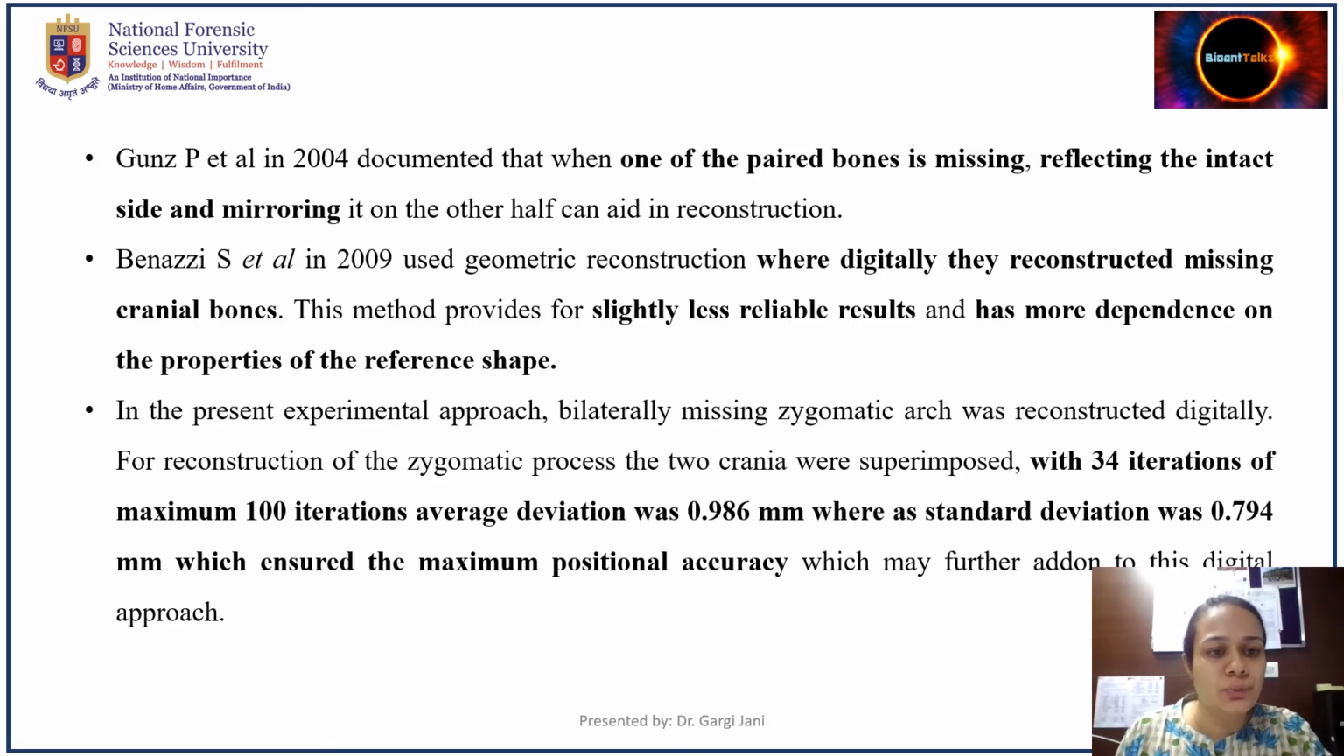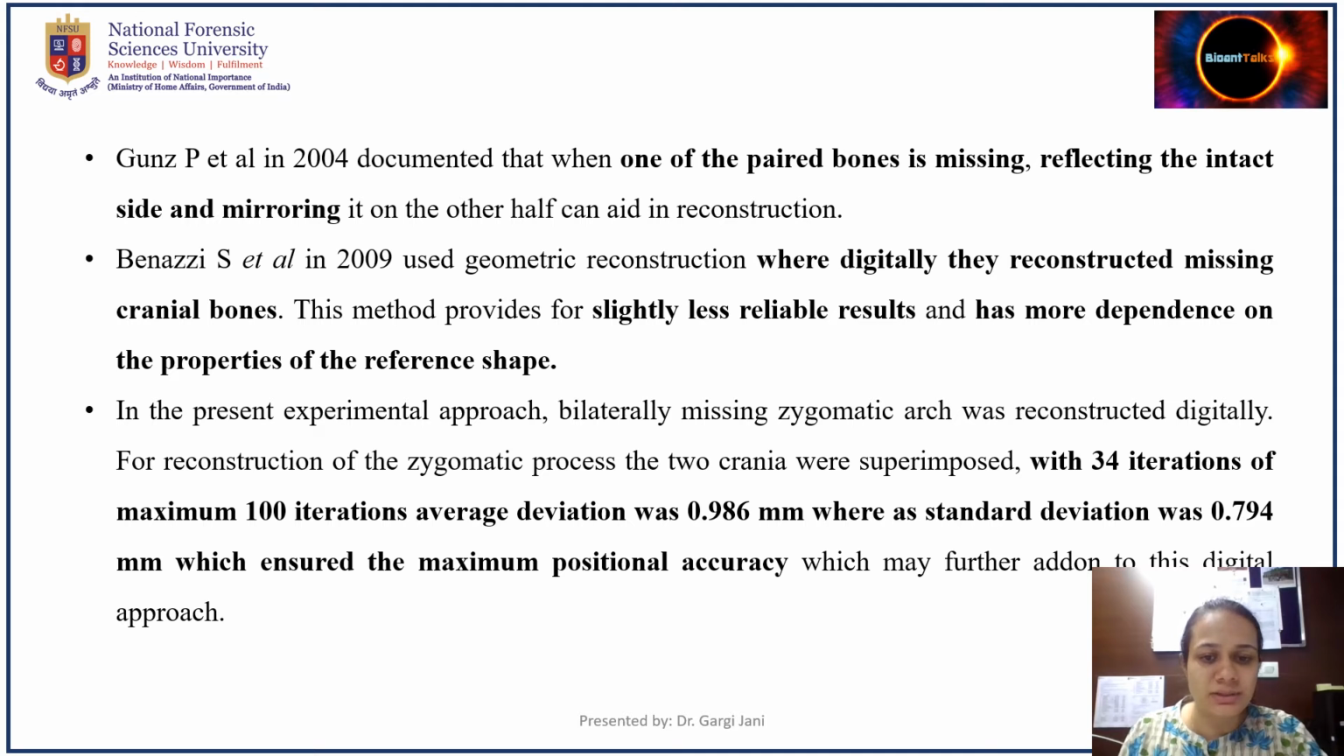In 2004, Gunsby et al. documented that when one of the paired bones is missing, reflecting the intact side and mirroring it on the other half can aid in reconstruction. In 2009, Benzi et al. used geometric reconstruction where digitally they reconstructed the missing cranial bones. This method provides slightly less reliable results and has more dependence on the properties of the reference shape.